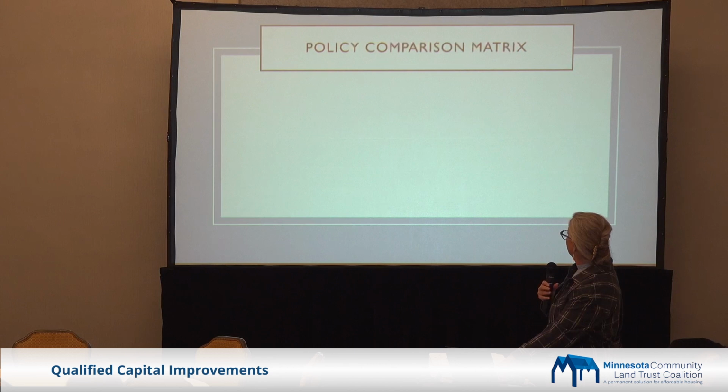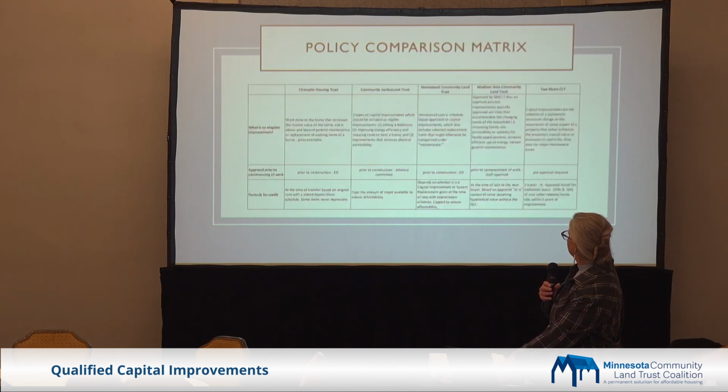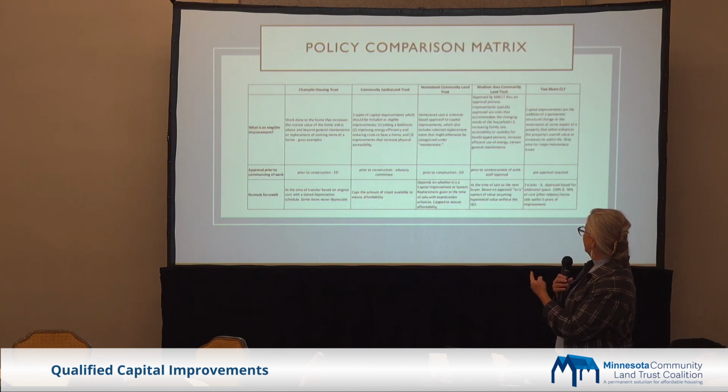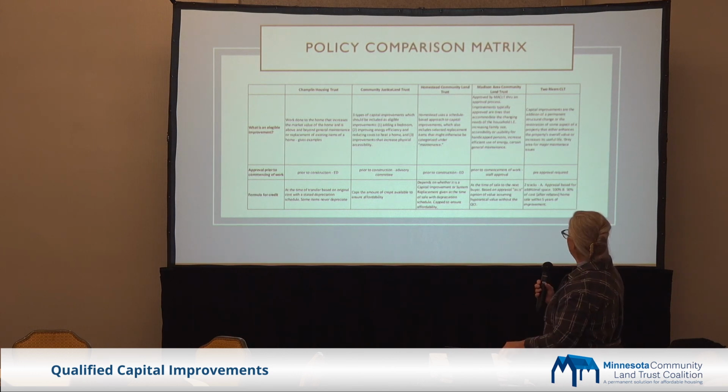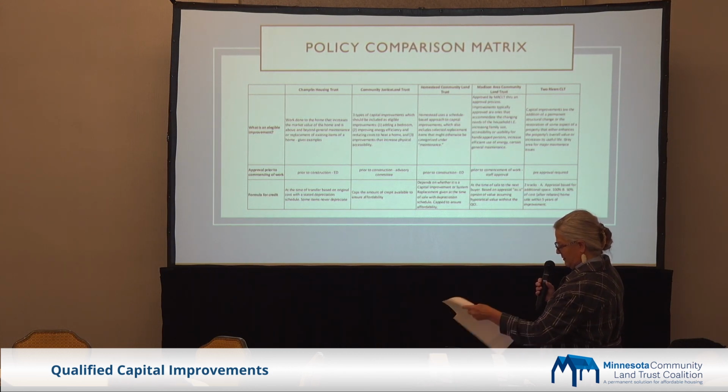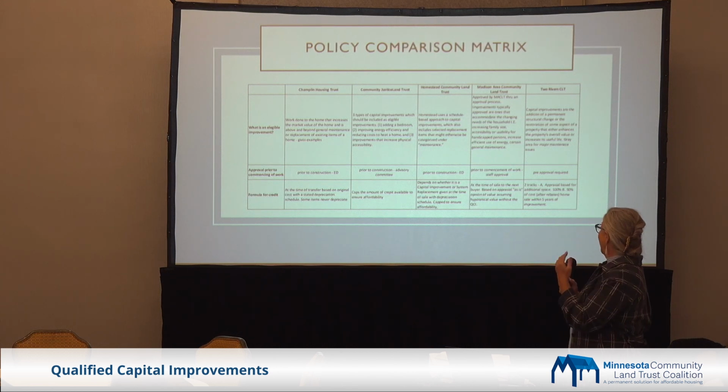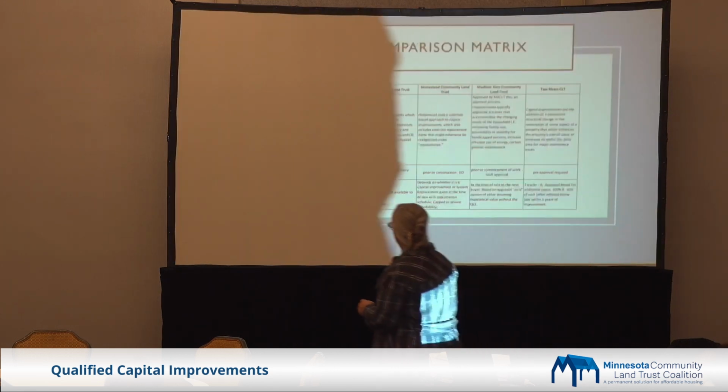So we just kind of did a little policy comparison here. We looked at the Champlin Housing Trust, the Community Justice Land Trust, Homestead, Madison, and then Sherry's Two Rivers policy. And we looked at what is an eligible improvement? And it kind of goes all over the board.